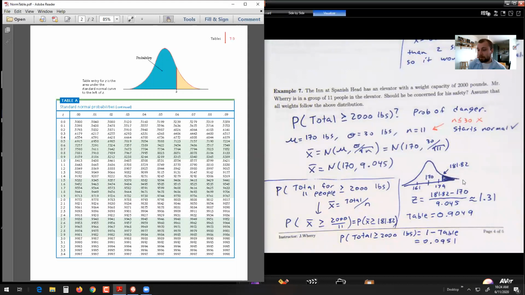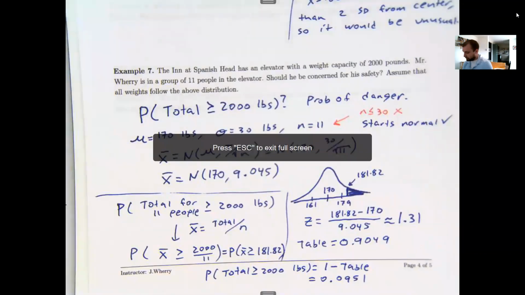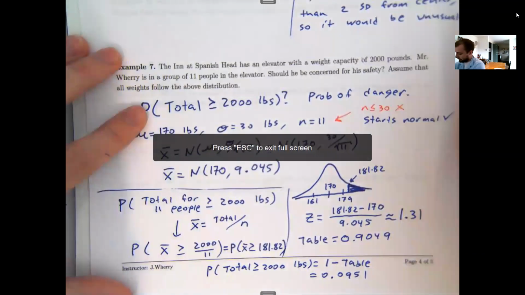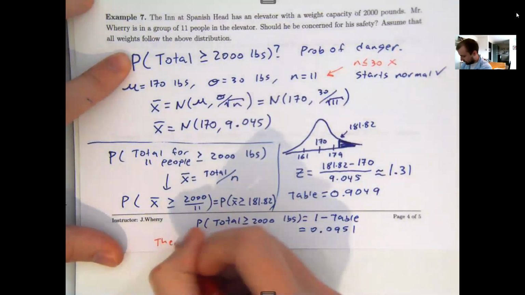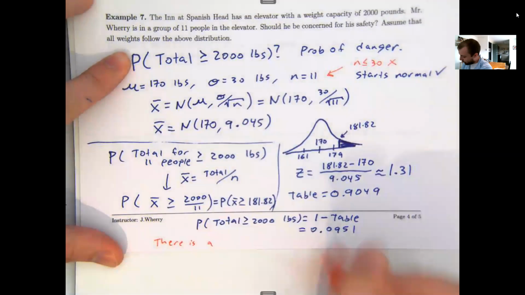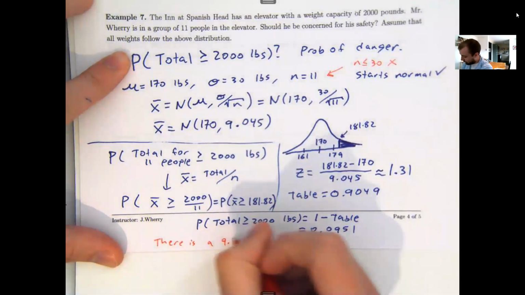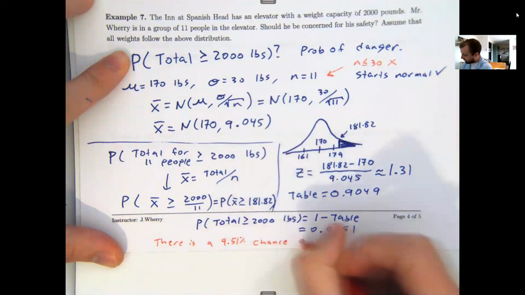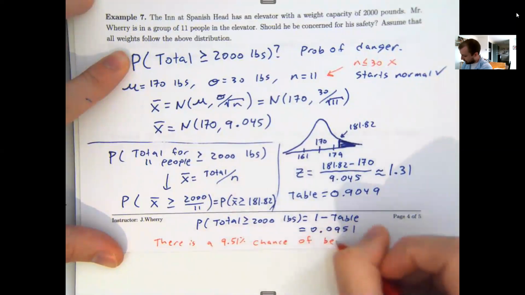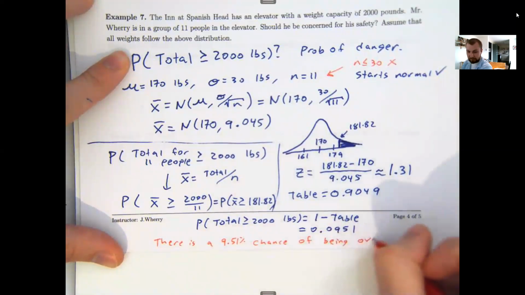Putting this in terms of the context here, there is a 9.51% chance of being over the capacity.